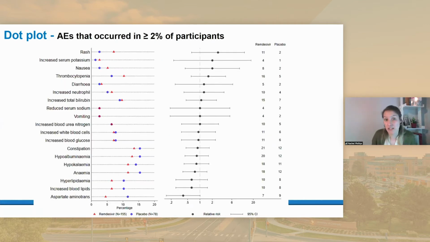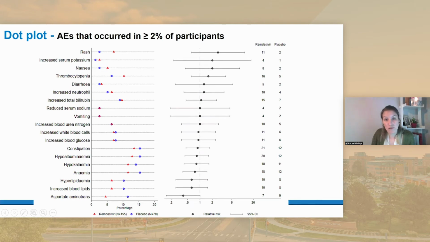Now, alternatively, we could have presented this data in a dot plot. Now, this provides a way to simultaneously evaluate both the relative and absolute risk for each event. It includes a relative risk with a 95% confidence interval in this right central panel. And adverse events have been ordered from the bottom to the top by the increase in relative risk.